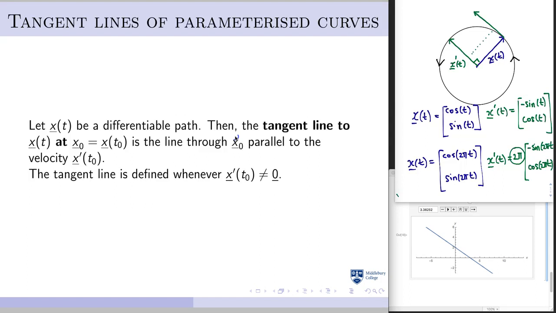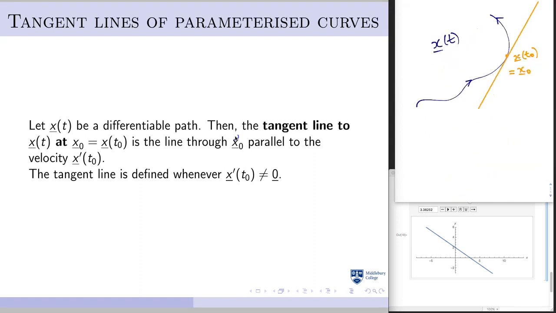Okay, so now that we have the notion of a velocity vector, we can now talk about tangent lines of parameterized curves. So given a path, the tangent line to that path at a point on the curve, remember the curve is the image of all points of the path, is the line through that point on the curve that's parallel to the velocity vector.